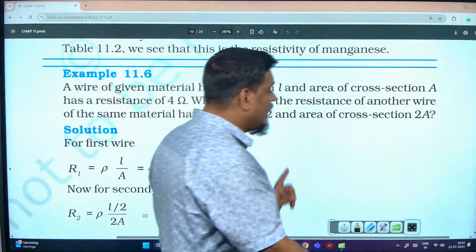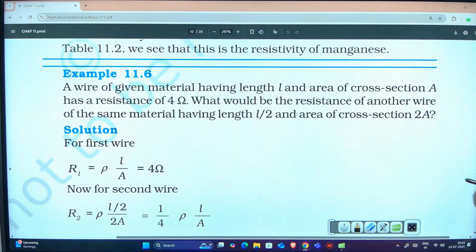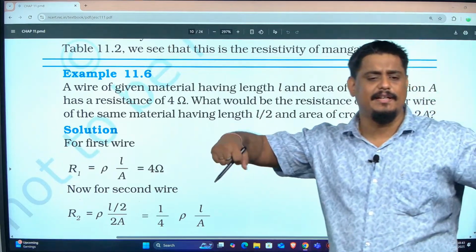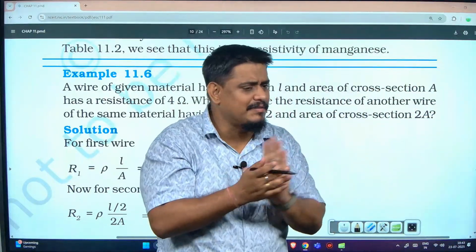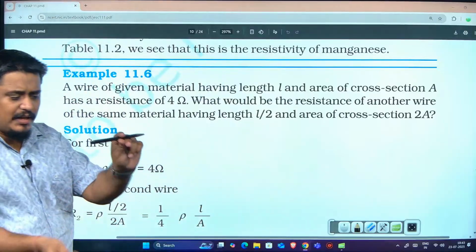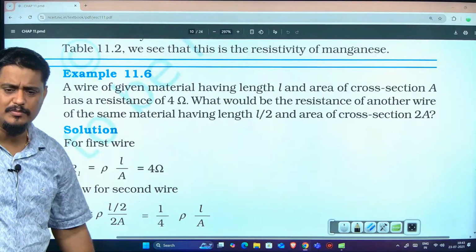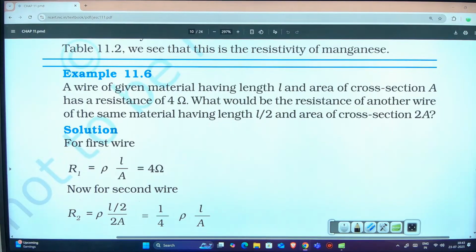Be careful. Here they have taken another wire itself. So there is no need of applying the conservation of volume. Are you getting my point? If the same wire is elongated or compressed, then only you will apply the conservation of volume. But if you take one wire, another wire, then there is no need of conserving the volume. Try this question, then you will understand. Give a try, please, fast.